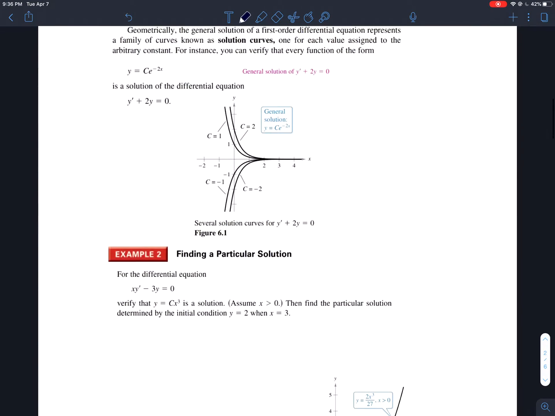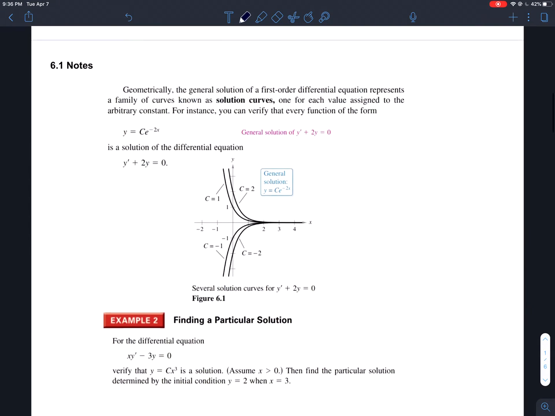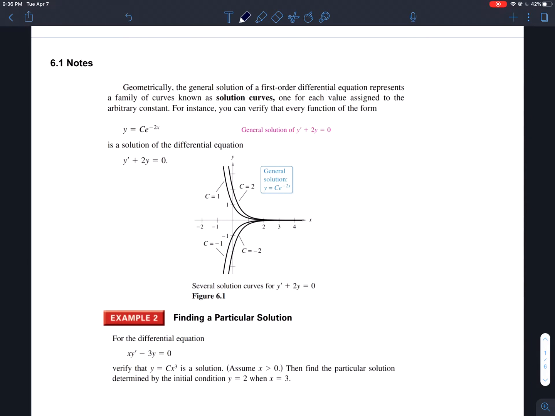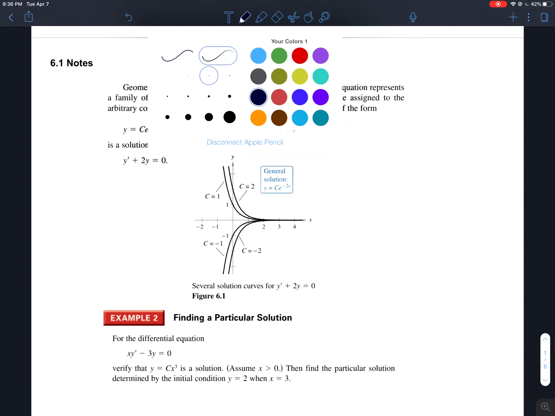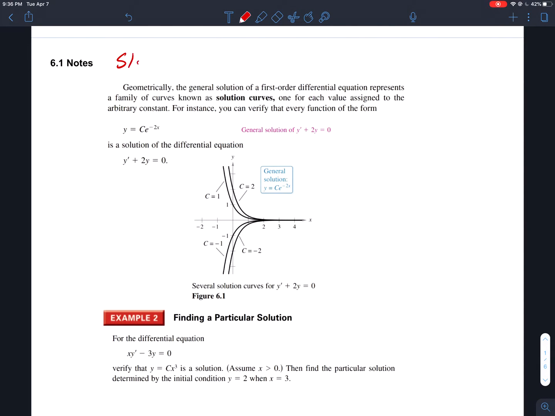All right, let's move on. Now we're going to talk about graphing solutions. And this is where we're going to get into the main topic of the lesson, which is slope, or what we call direction fields.